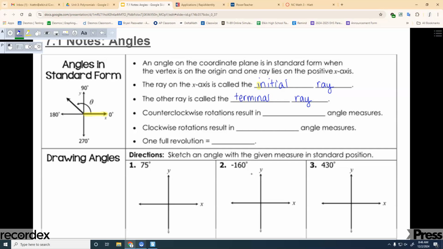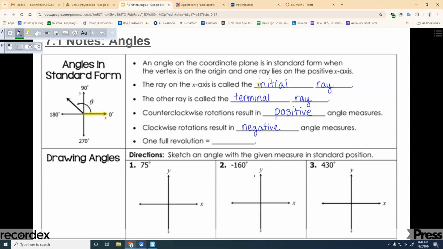Counterclockwise rotations. Which way is counterclockwise? Is it that way or that way? It is to your left because it is the opposite of the way the clock goes, right? So I know that the number of children that can read this clock up here on the wall is decreasing every day, but it's the opposite of the way the clock goes. So that second hand is going around this way, opposite of the way the clock goes. So counterclockwise rotations result in positive angle measures, and clockwise rotations result in negative angle measures. So it seems kind of weird to have a negative angle measure, but when we are looking at angles that are in standard form, the direction that it goes tells us whether it's positive or negative.